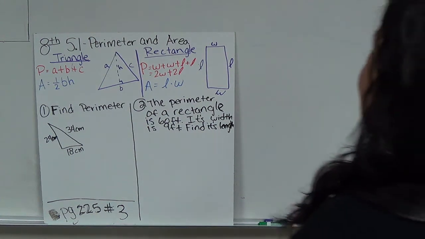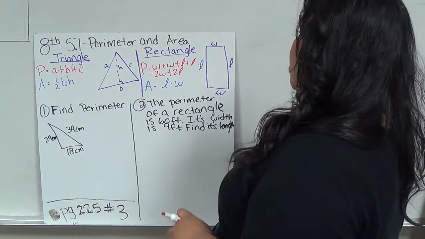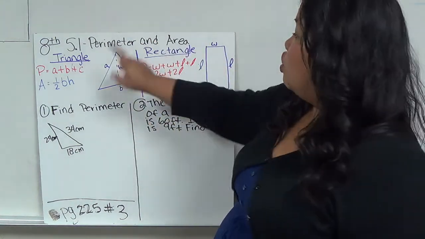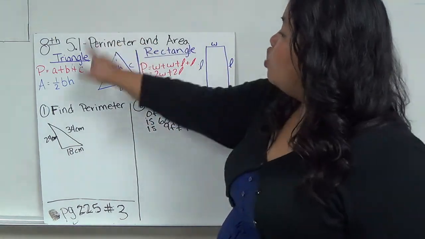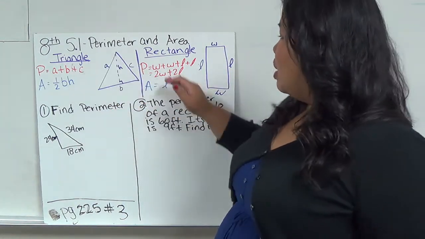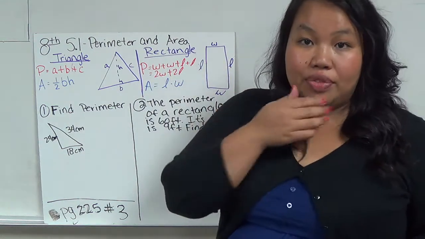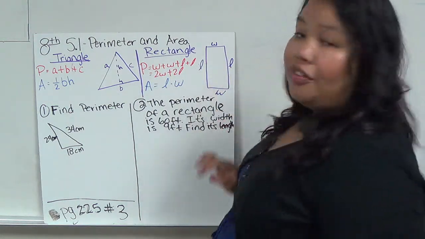In 8th grade, section 5.1, we're dealing with perimeter and area. So we're dealing with two different shapes, triangles and rectangles. Our equation for perimeter for both triangle and rectangle is basically adding all the sides. It just so happens in a triangle you have 3 sides, in a rectangle you have 4.